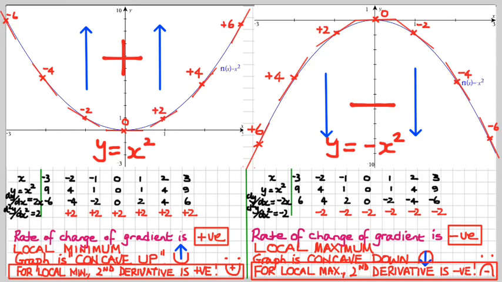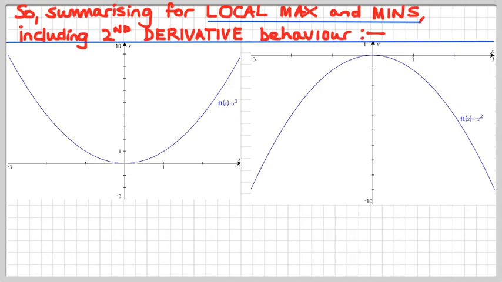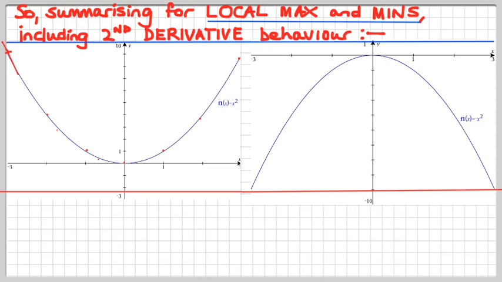Okay, that's a pretty marvelous new tool we've got in our mathematical tool chest now. Second derivatives have a very obvious significance for local minima and local maxima. So, summarising the local max and mins, including second derivative behaviour. Watch what we're going to do here.